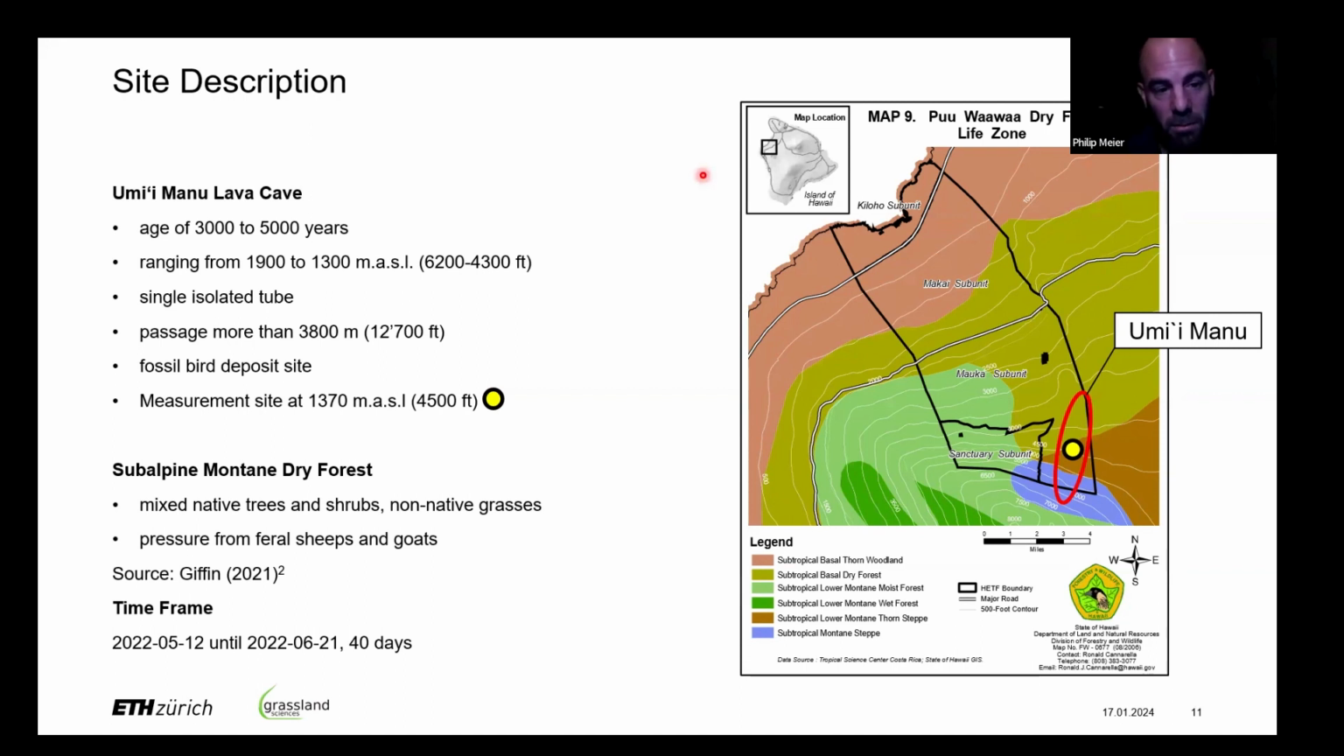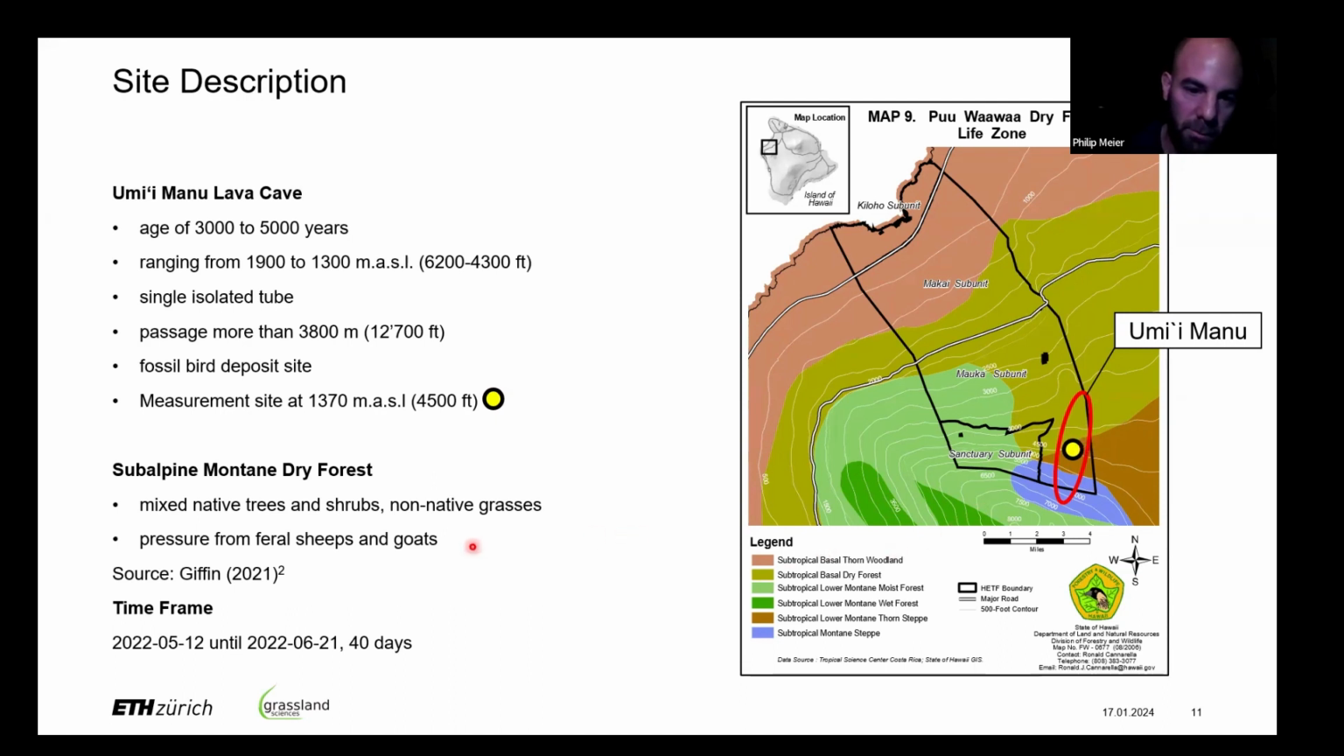It is said to be a single isolated tube with a large passage that can be walked. It's quite a big tube. The measurement site is around here and is located in a subalpine montane dry forest. The surrounding is dominated by mixed native trees and shrubs and non-native grasses. There are sheep and goats grazing there and posing pressure on the vegetation.